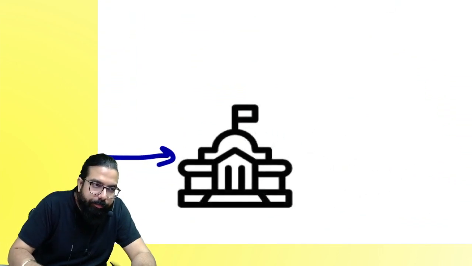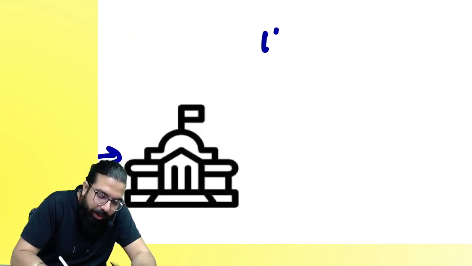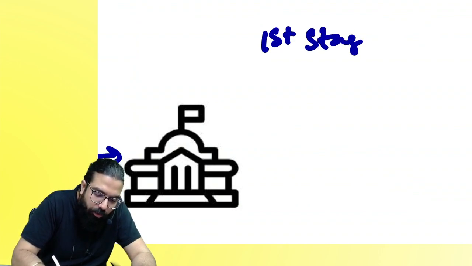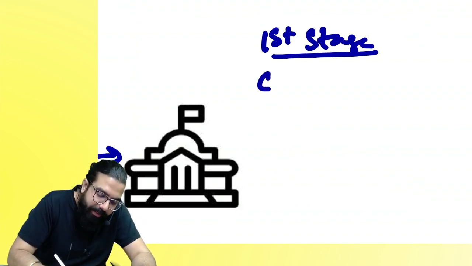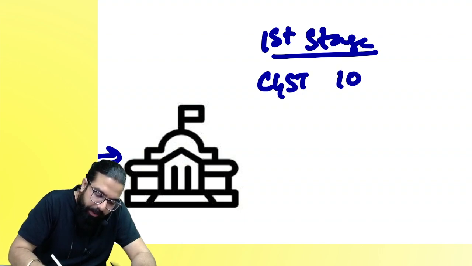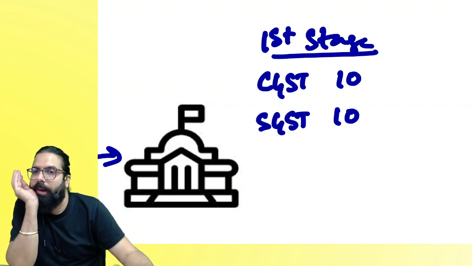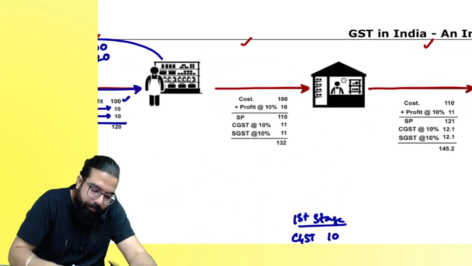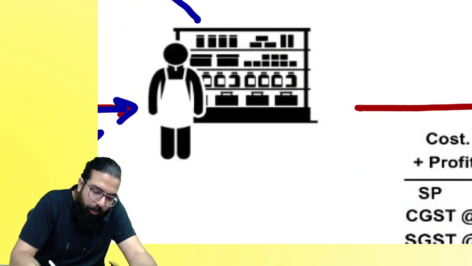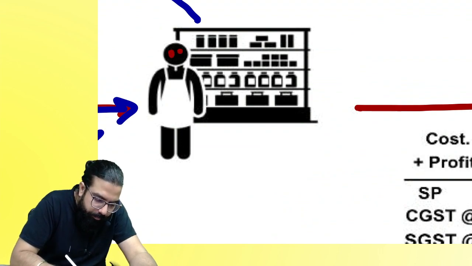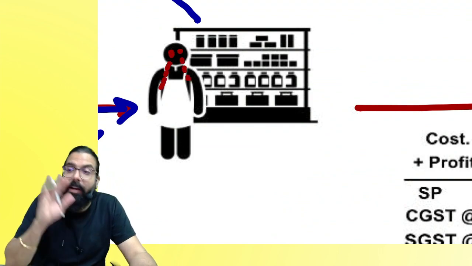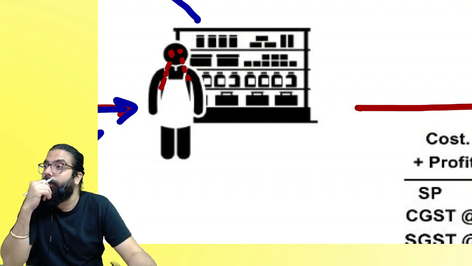Pay to the government. So at the first stage, can you tell me how much the government is getting? CGST 10, central. SGST how much is the government getting? State government 10. Can I go ahead, everyone? Next. Now tell me one thing. What will this guy do? He will start crying. What will he say now?